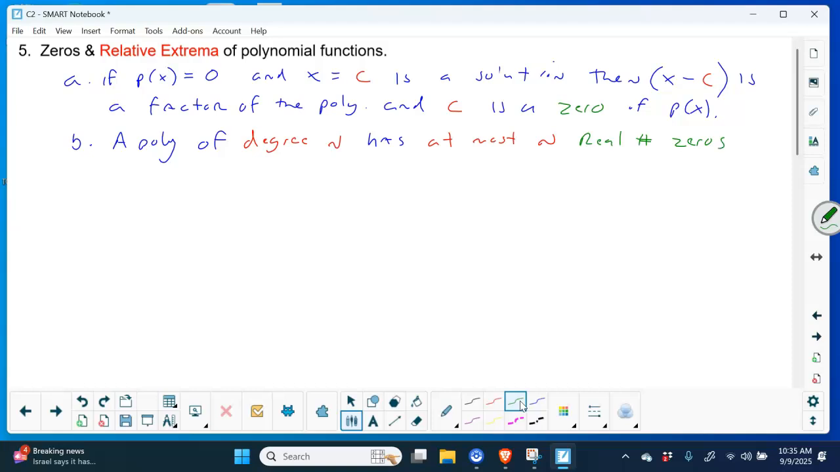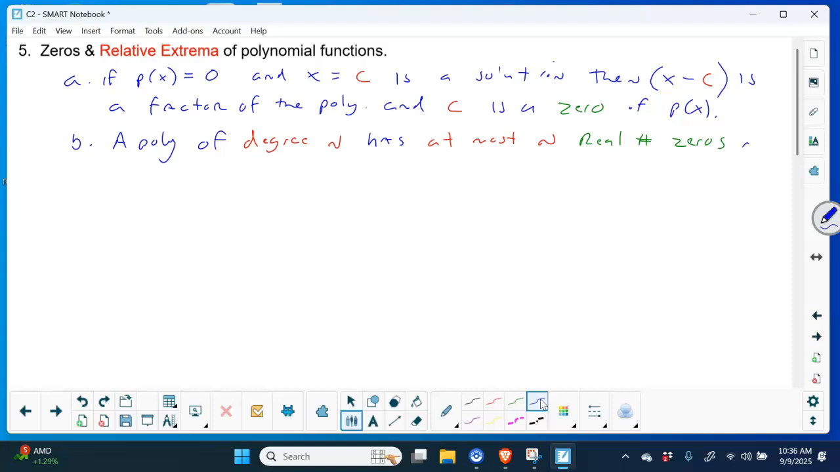Okay, I've got a little bit more to write, but let me pause there. So here's what we're saying. A second degree polynomial has at most 2 zeros. A third degree, cubed, has at most 3 zeros. A fourth degree has at most 4 zeros. A first degree has at most 1 zero, etc. Okay, so that's the zero part.